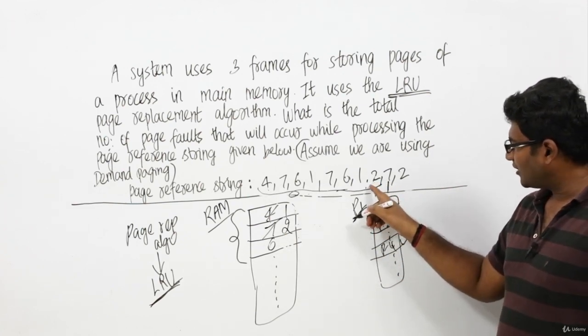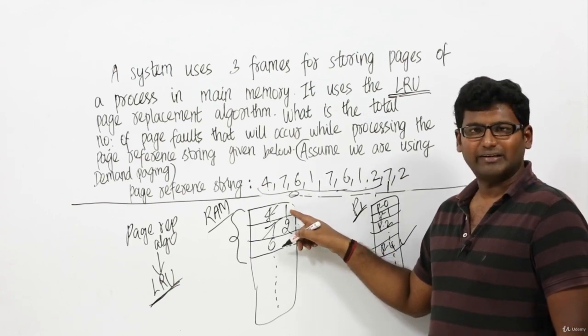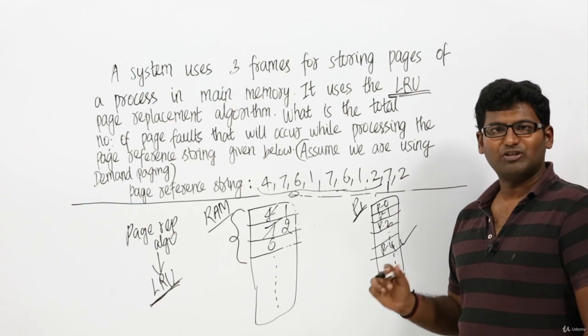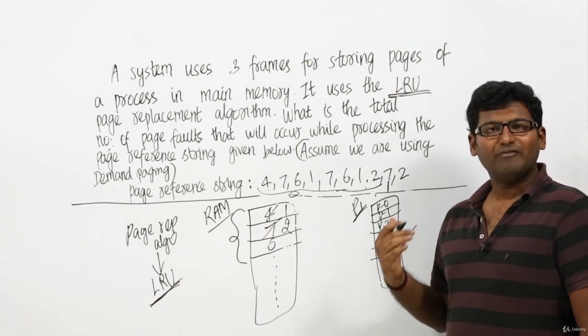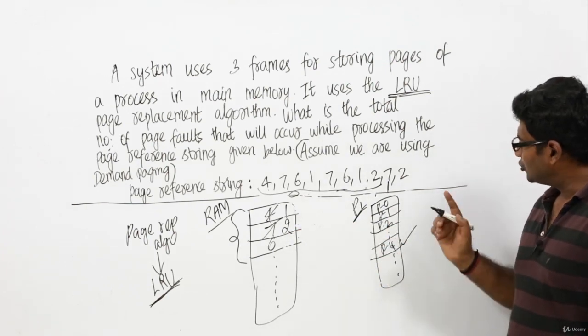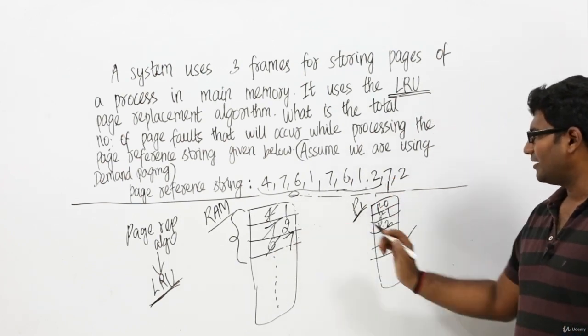2 is the most recently referred page, fine. 1 is again referred recently, fine. Page number 6 is the least recently used page, right? Which means this is the page which has been referred long back by the CPU, or which has not been referred recently by the CPU among these 3 pages, right? So page number 6 has to be replaced with page number 7, right? Fine.